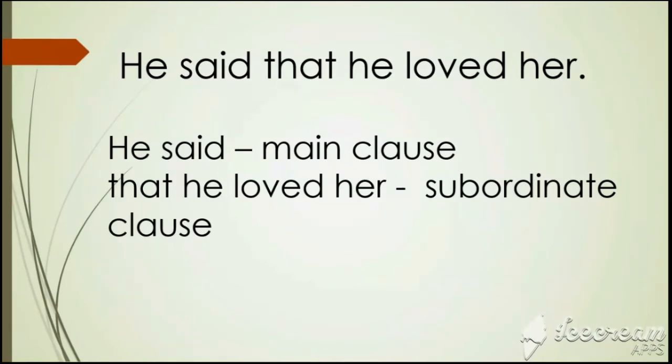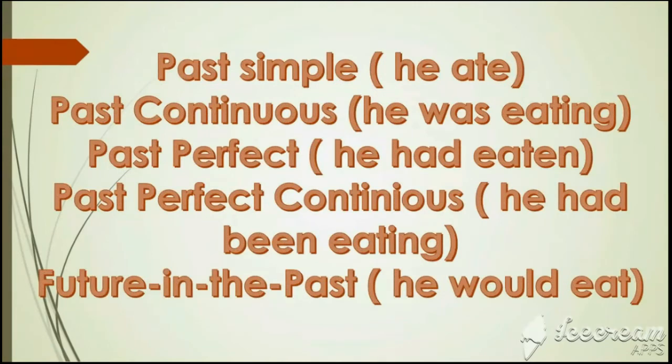So, we're interested in compound sentences with a subordinate clause. Sequence of tenses says, if the main clause is in the past, then the subordinate clause is also in the past. The question is, in which past? As we know, there are four of them.